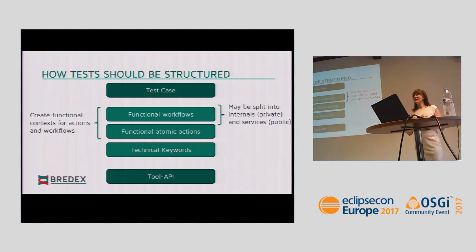And the idea is in my test case, I can only call services, because I don't want my test case calling a technical keyword directly. I don't want to be calling an atomic action directly. And then we can create contexts, I have a slide on that in a second, that split our application into different, I'm going to say actually, domains.